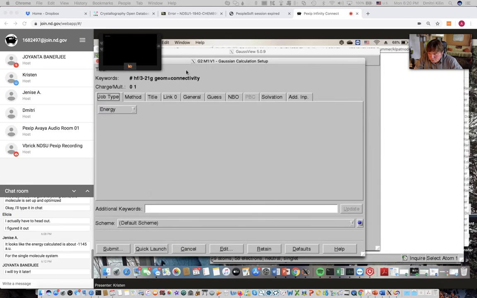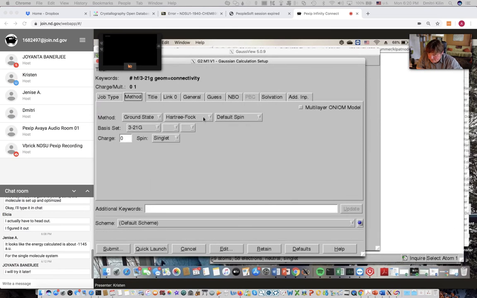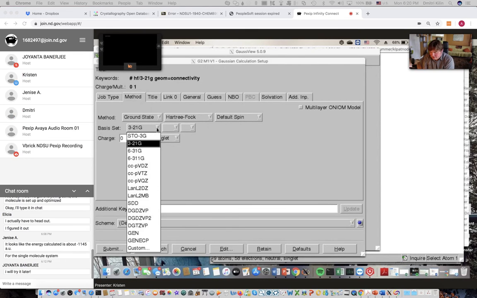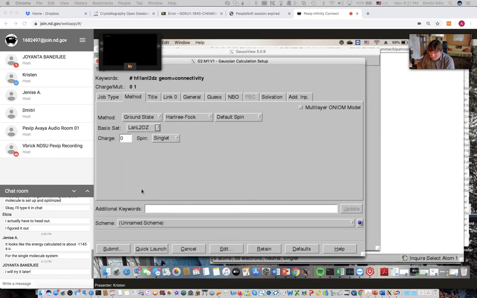So job type Energy is fine. Now let's go to the method. Hartree-Fock is good. Basis set. So let's click on the basis set. Again, slowly and with patience, go until you see 102 DZ. So it's about 6 lines lower. Okay, and now on the bottom left, click Submit.